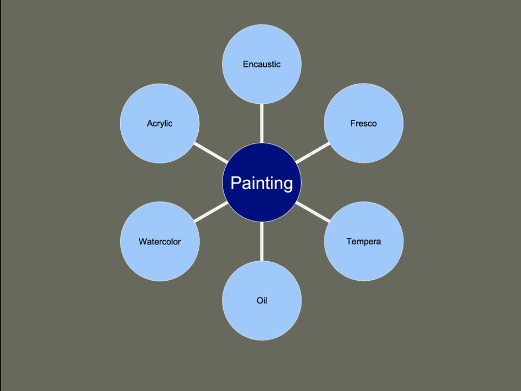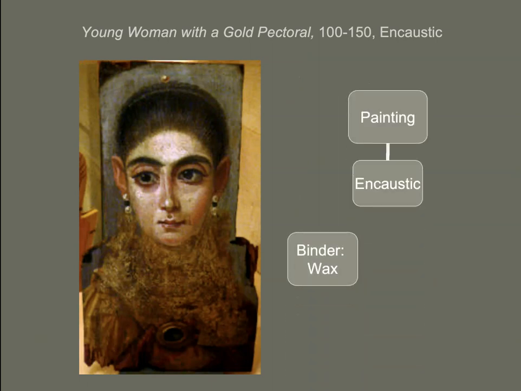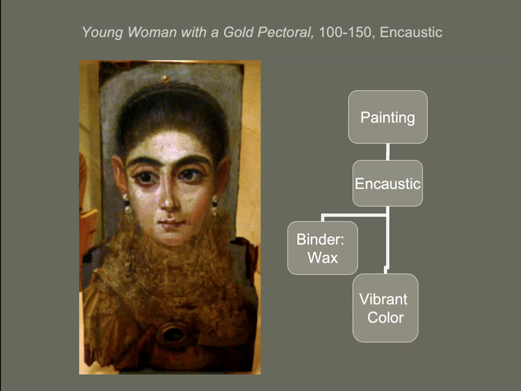There are several different types of painting that we're going to talk about in this chapter. So we can see encaustic, fresco, tempera, oil, watercolor, and acrylic are the different types of paint that we'll be discussing. So first off is encaustic. Encaustic is basically pigment that's been mixed with wax and resin. So the binder is the wax. It gives you vibrant color and it lasts over time for a very, very long time.